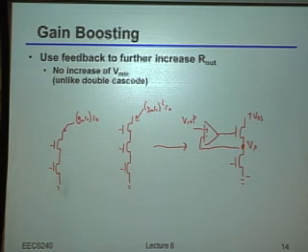Okay? So now, just to be totally clear, let's say that that amplifier had a gain of Av. Okay? What would be the new output impedance of this whole structure now?